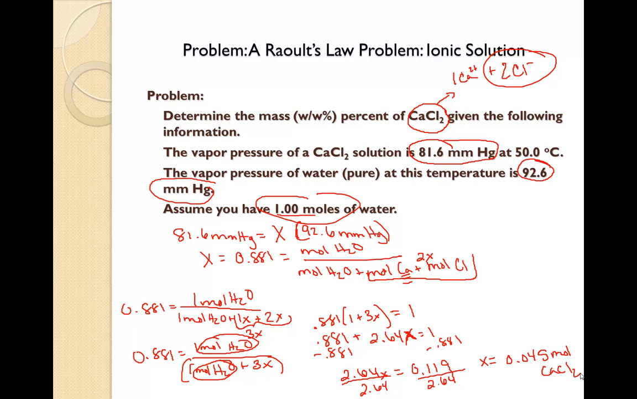We want to know how much the mass is altogether of CaCl2. That's as if we were to put 0.045 moles of that compound in there. The actual question is asking for the weight percent of that calcium chloride. That means we need to figure out how many grams are in 0.045 moles. So I'm going to move it up here so I have more room.